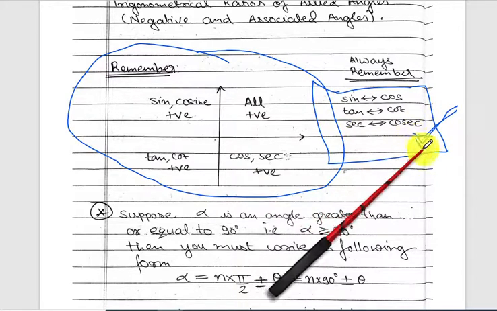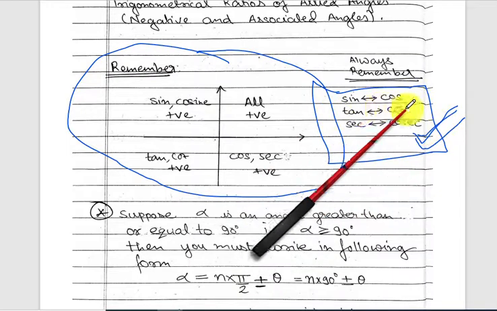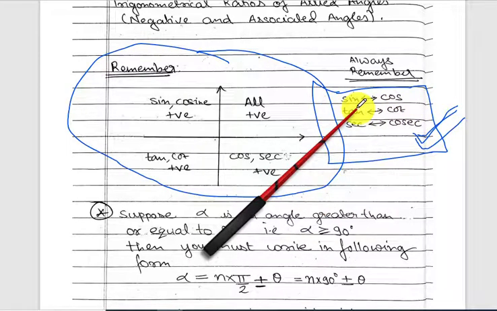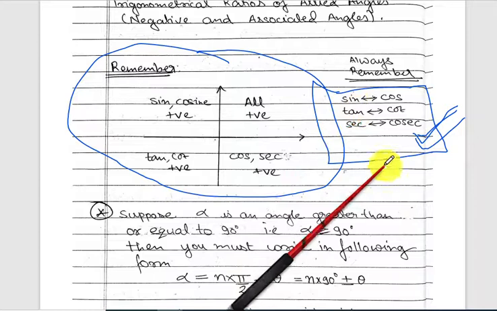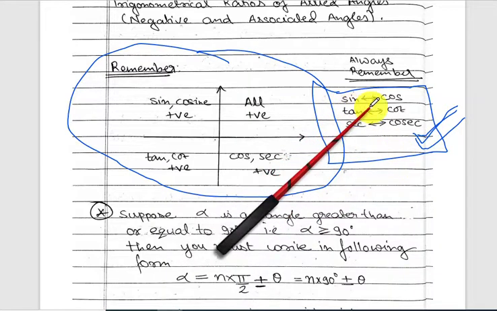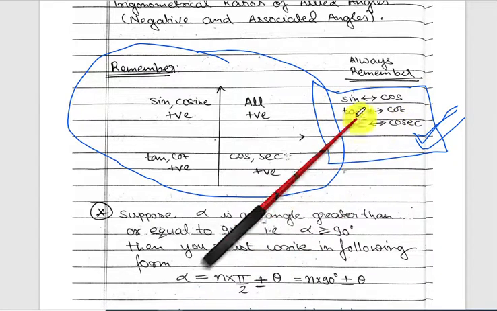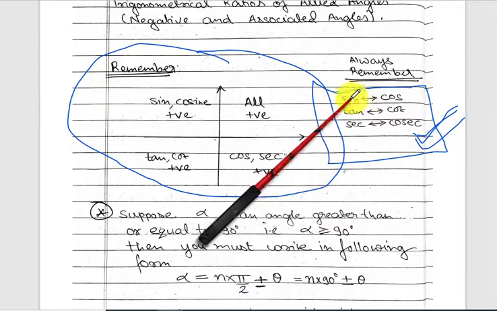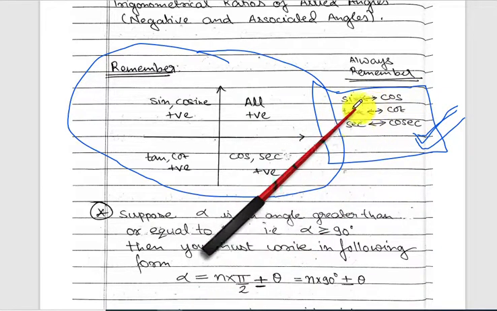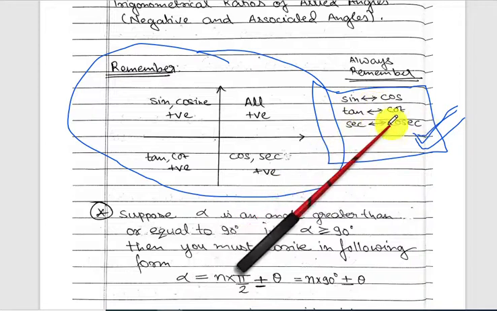Even in class 10 you would have done this when we were doing complementary angles, like when sine 90 minus theta used to become cos theta. So you should remember sine changes to cos, cos changes to sine, tan changes to cot, cot changes to tan, sec changes to cosec, cosec changes to sec.